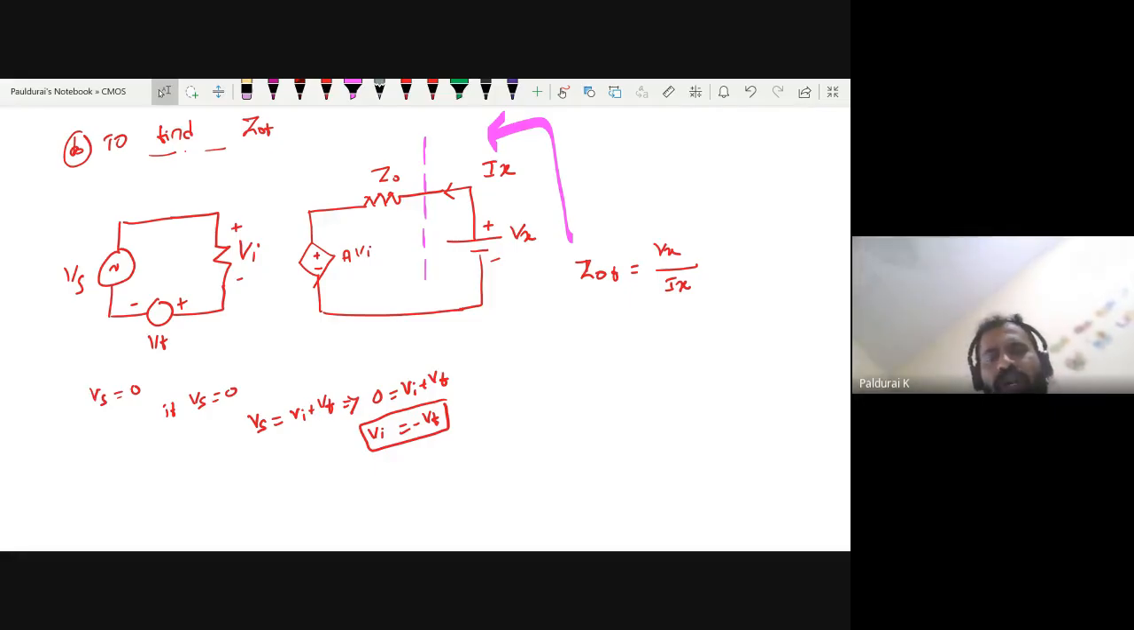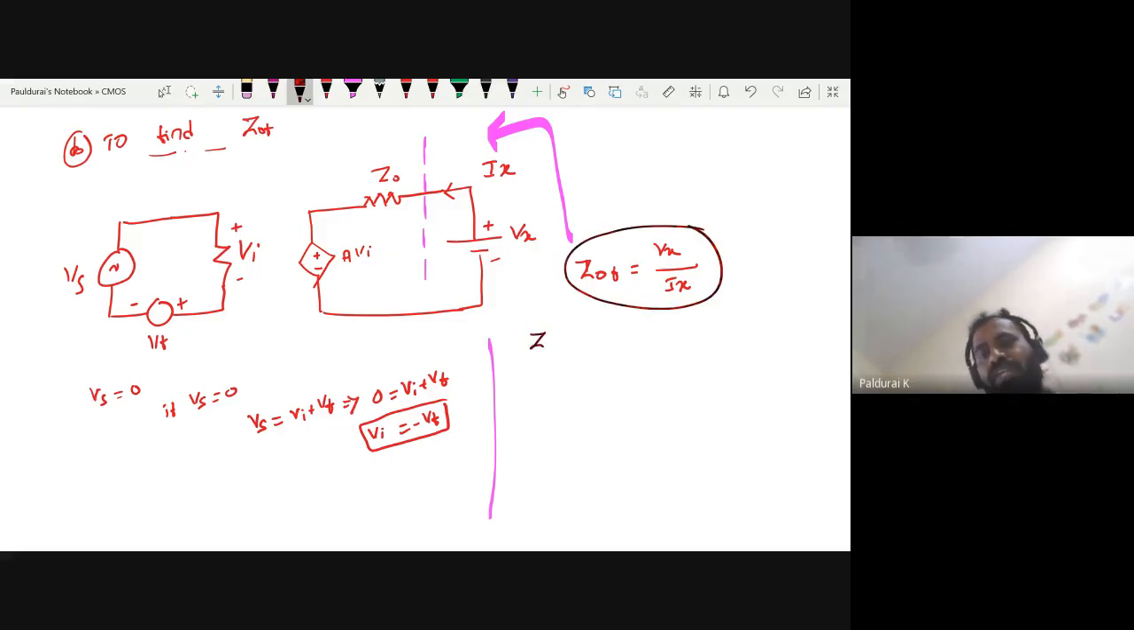Then open the load, apply a test signal Vx. Because of that the current is Ix. Now find the ratio between Vx and Ix. That will give you the output resistance with the feedback. Okay, so now coming to this. Now this time you know Z_OF equal to Vx over Ix.